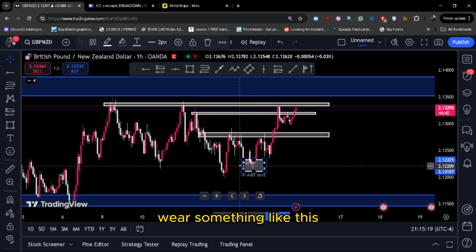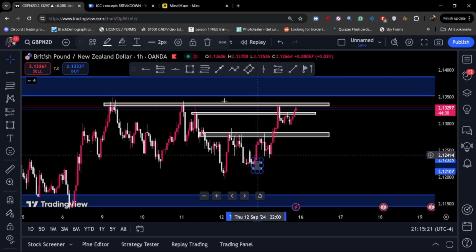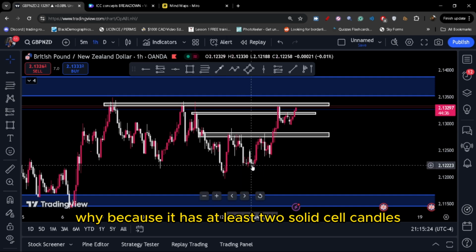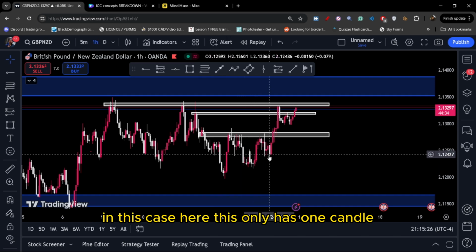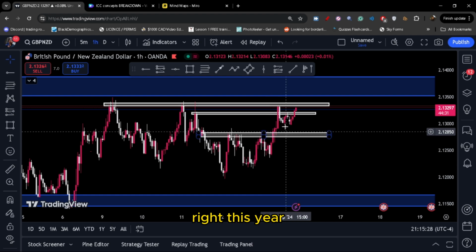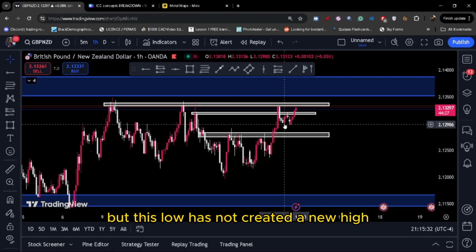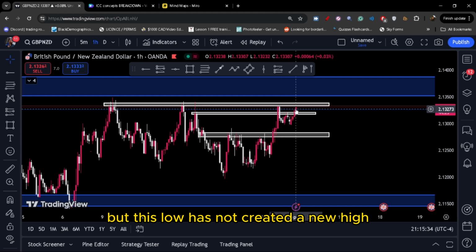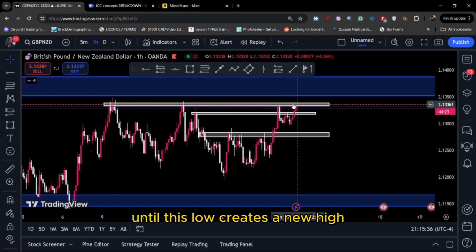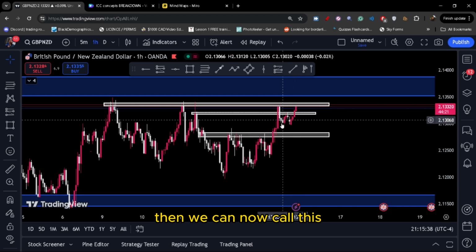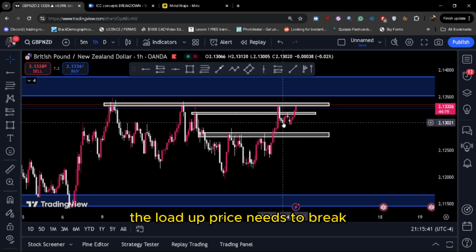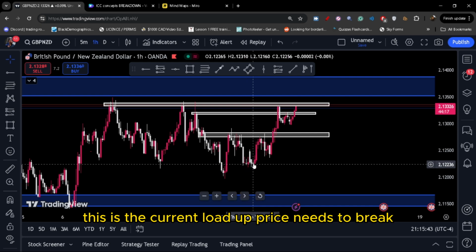Right, something like this. Why? Because it has at least 2 solid sell candles. In this case here, this only has 1 candle, right? This here has 2 solid candles, but this low has not created a new high. Until this low creates a new high, we can't call it the low that price needs to break. But as of right now, this is the current low that price needs to break.